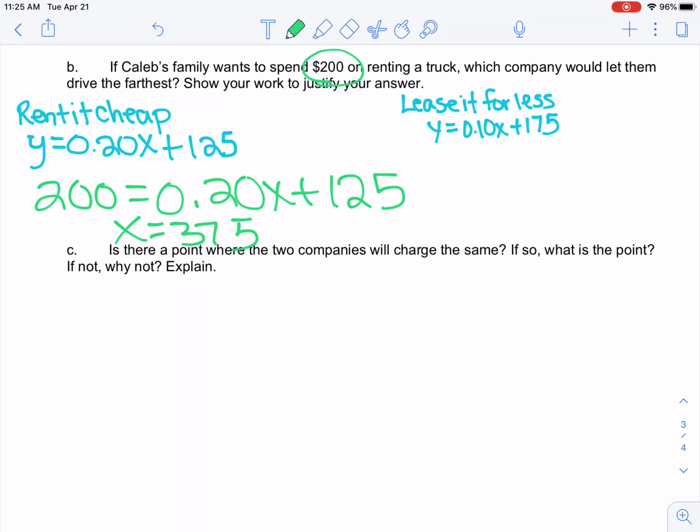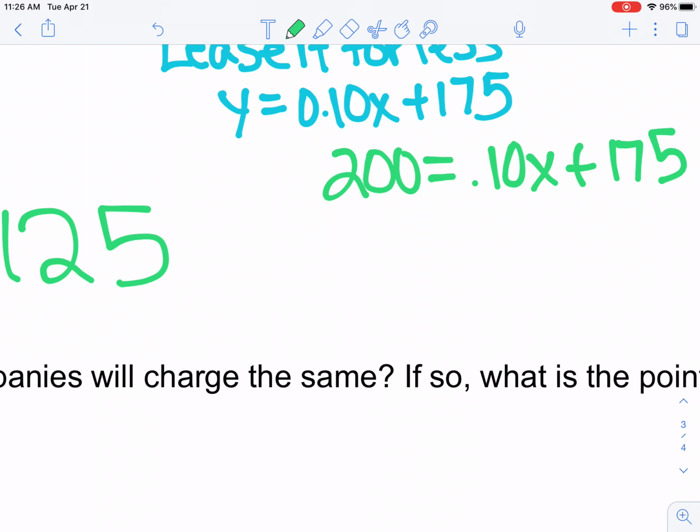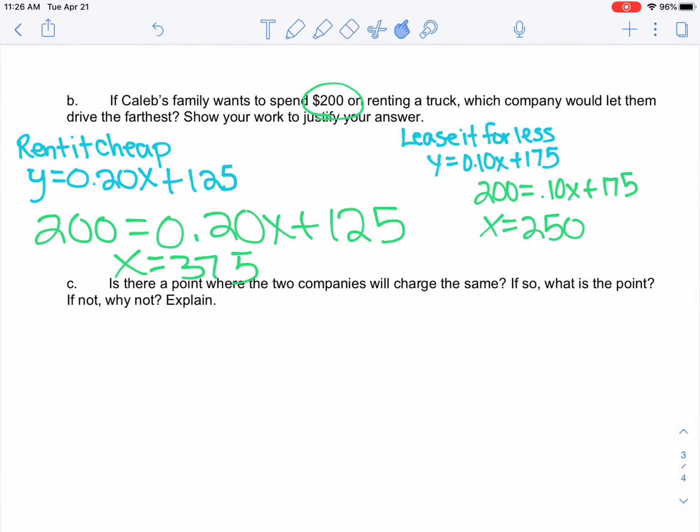Now we're going to do the same thing for Lease It for Less. So $200 equals 10 cents per mile plus the 175. This time you subtract 175 from 200, which leaves you with 25. Then you divide 25 by the 10 cents. So the number of miles they could go would be 250. Okay? So for $200, they're going to be able to go further with the company Rent It Cheap.